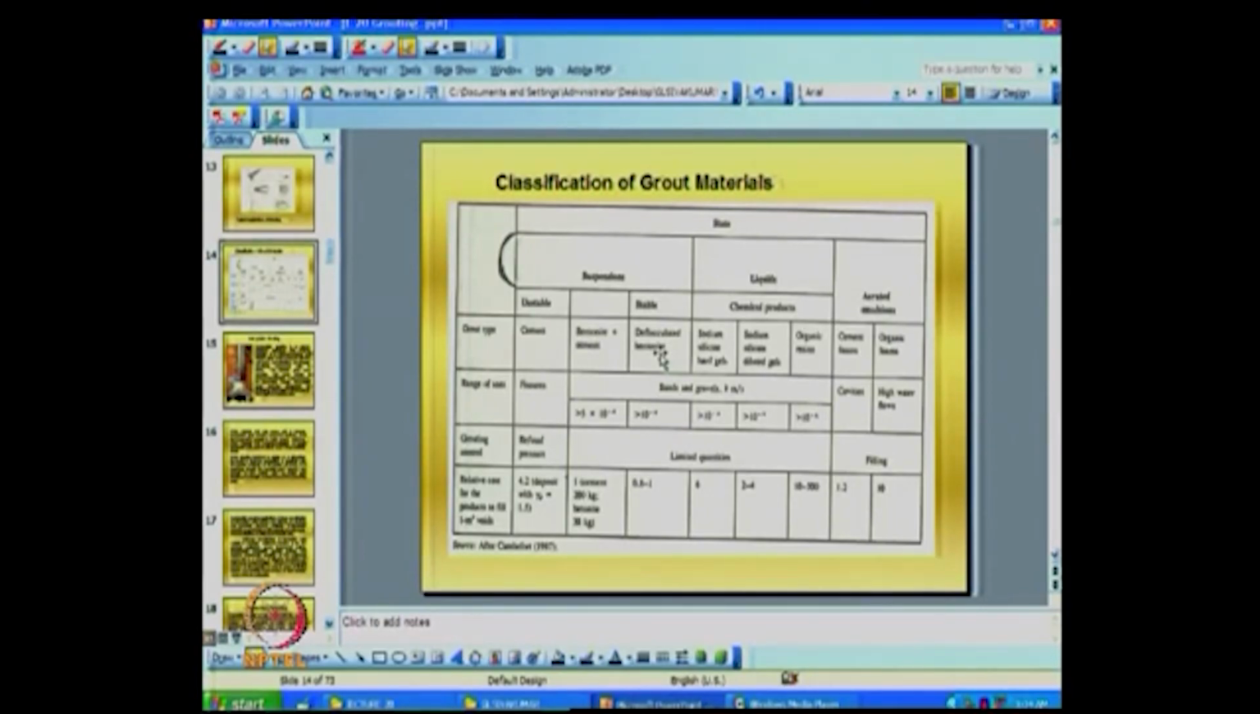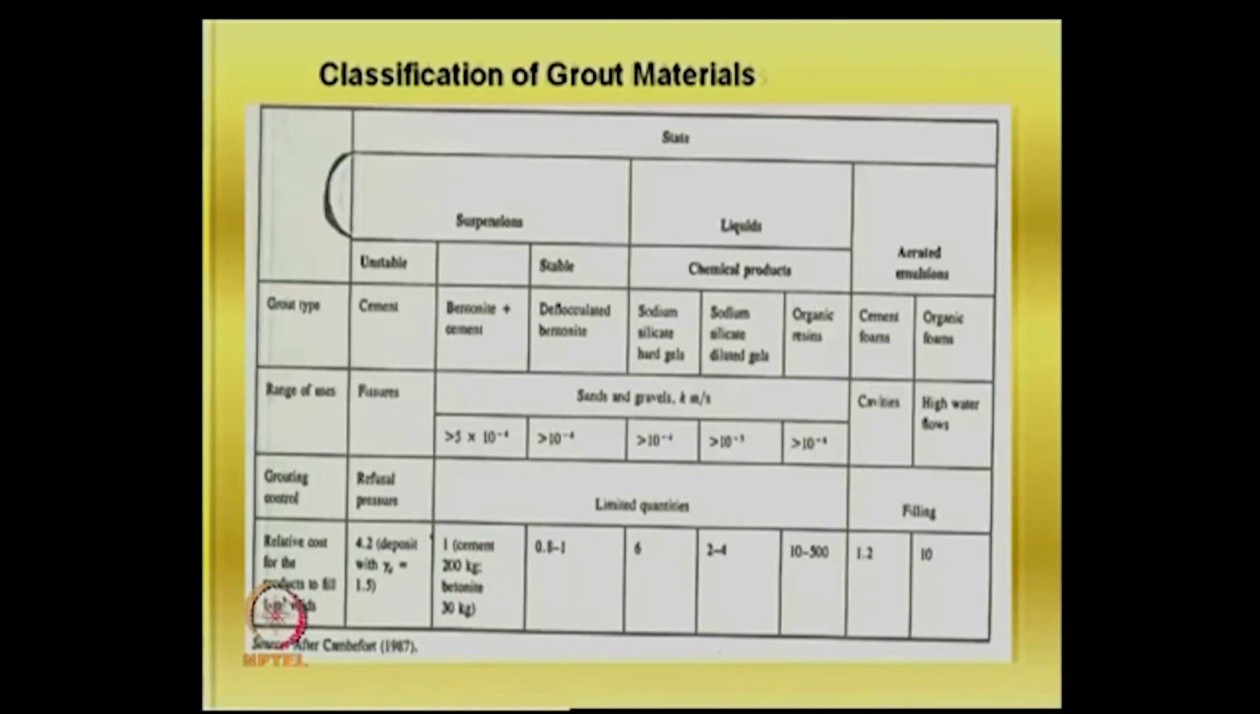Then you also have what is called... so in this particular classification of grout materials, what we see is that we have suspensions, we have liquids, and we have aerated emulsions. And say if the grout type is cement, it is somewhat unstable in the sense that, as I just mentioned, the suspension should be able to start settling only after reaching the desired areas. It should not settle in between. So, that we consider as stable, and if it is cement, normally a little quicker.